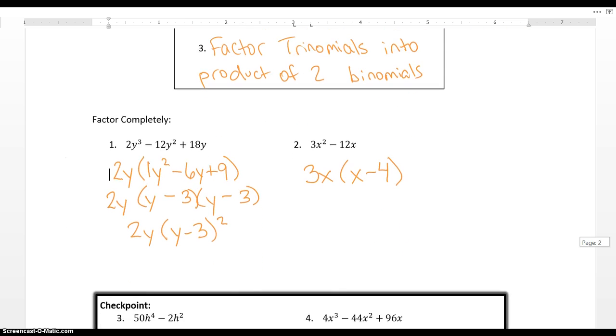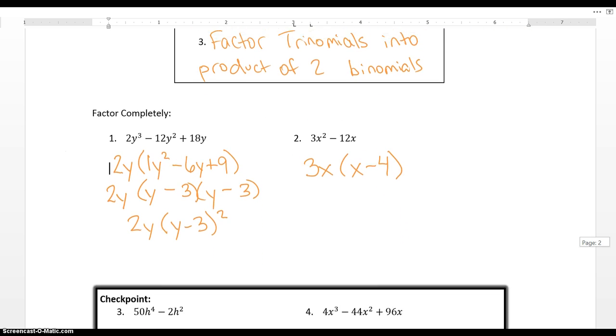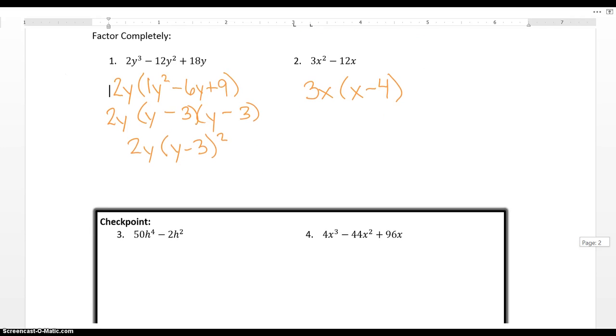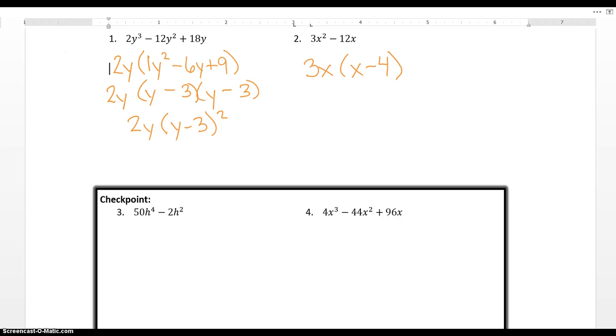Okay, what I'd like for you to do for tomorrow, in addition to the 2 problems you did in the box on the front of this sheet, is to write down these 2 problems and have them finished as well.